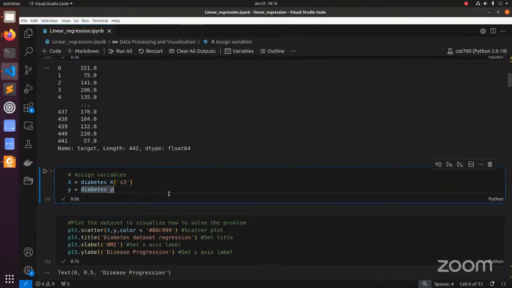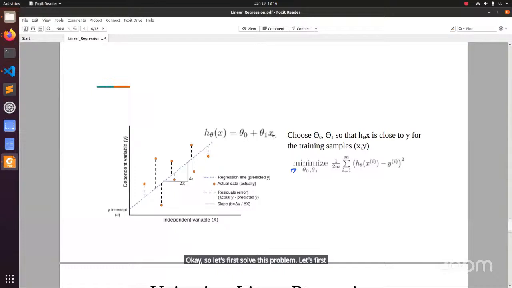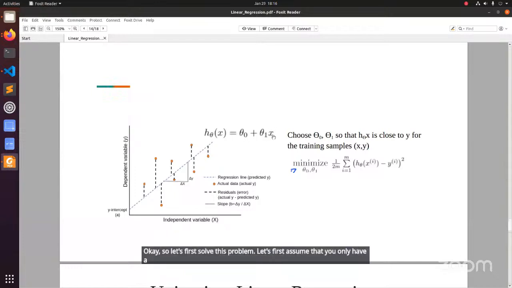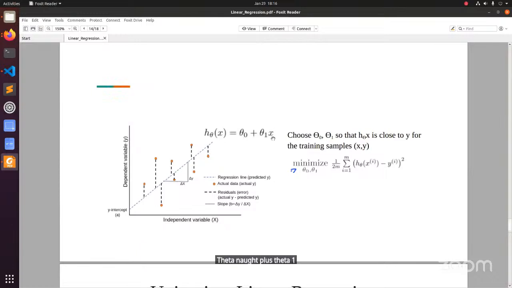Okay, so let's first solve this problem. Let's first assume that you only have a singular value x. x is a scalar, not a vector. Theta naught plus theta 1 times x, for some scalar x.